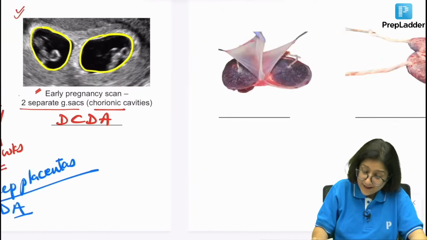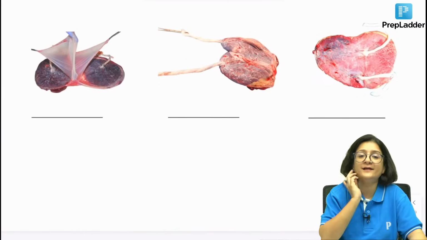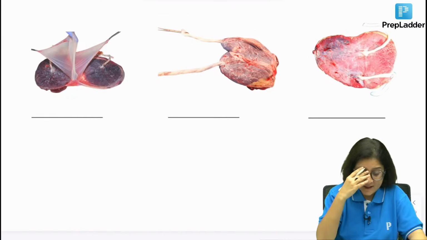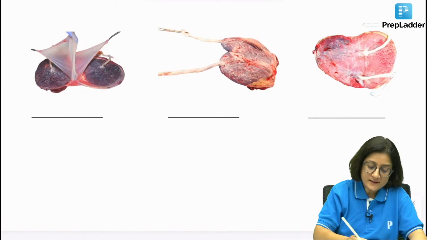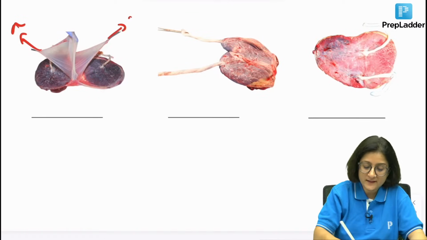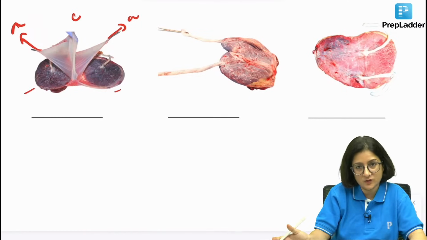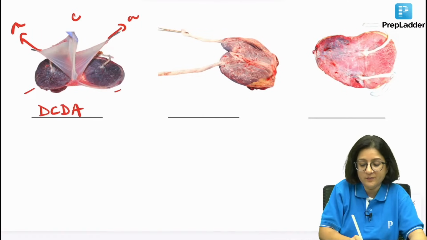Next question, next slide. Okay, now the placental images of the twins. Now look at this here. This is amnion, this is amnion, this is the chorion in between. And you can also see 2 separate placentas. This is dichorionic diamniotic, right?